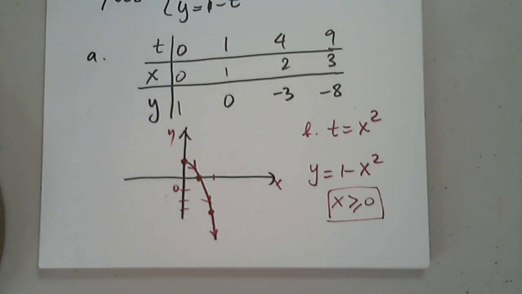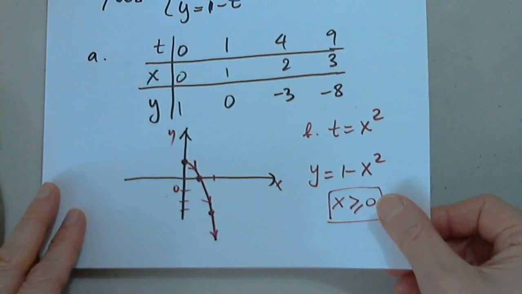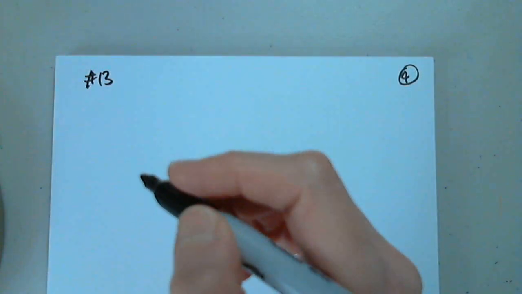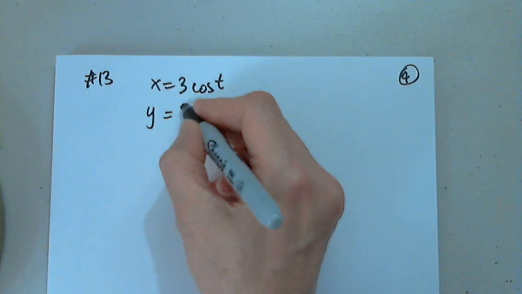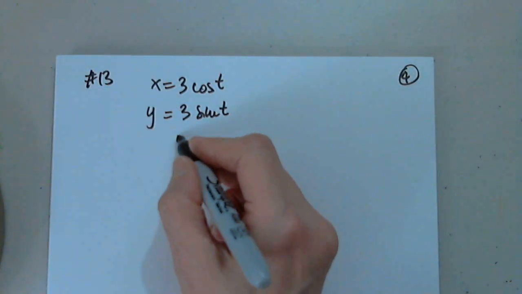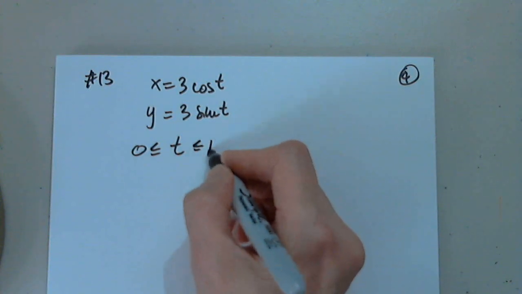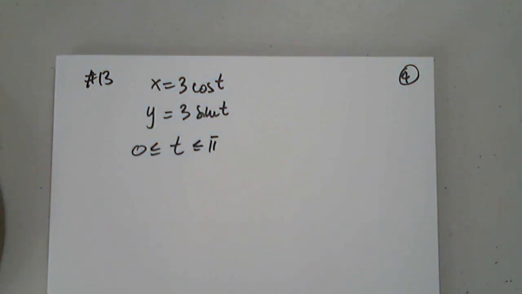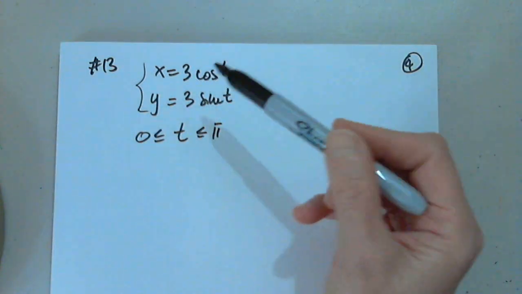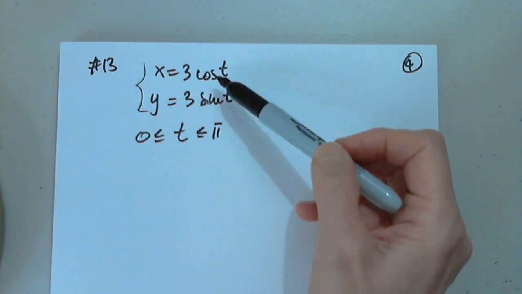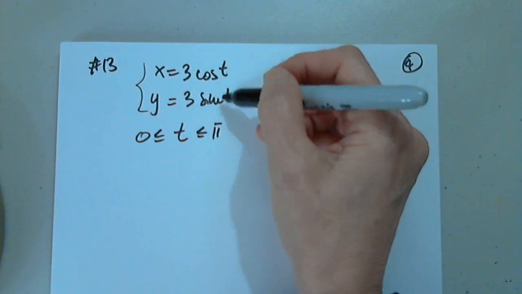Let's look at a few more examples. So we move on to the same page, problem 13, I'm on page 4. In 13 we have x equals 3 cosine t, y equals 3 sine t, and they're telling us that t, the parameter, is between 0 and pi. We're asked to eliminate the parameter and then sketch the curve. This time they reversed the requirements. Good. So all I can think of when I see sine and cosine is that I can just square both.